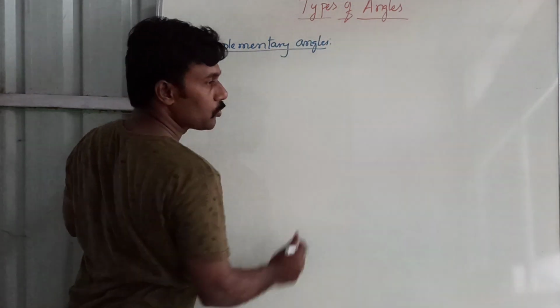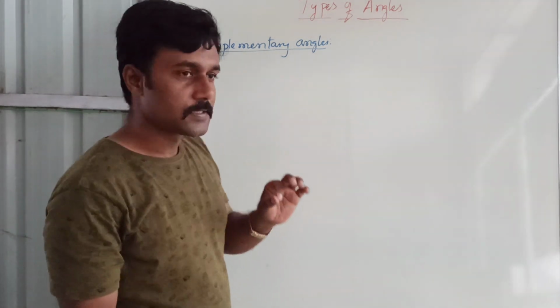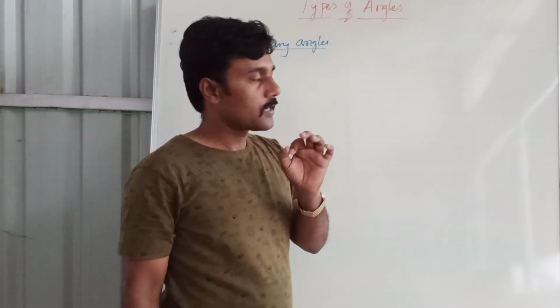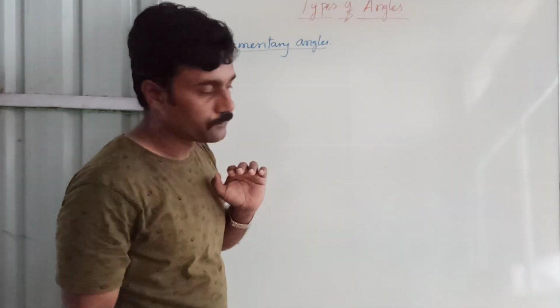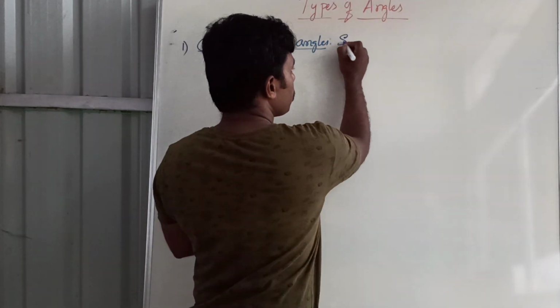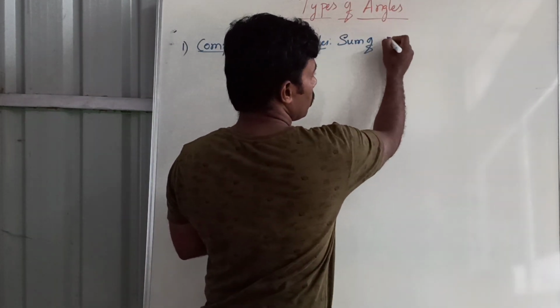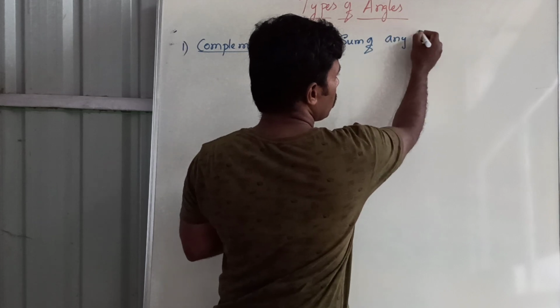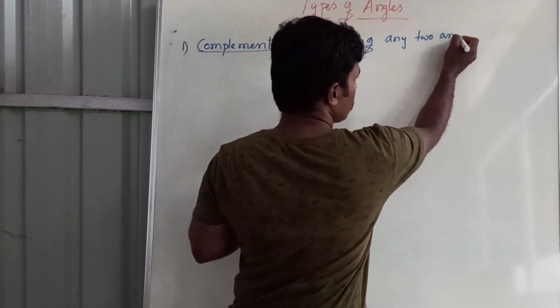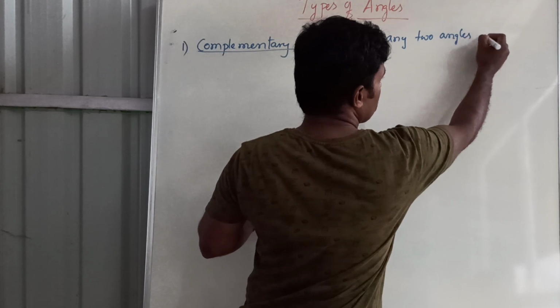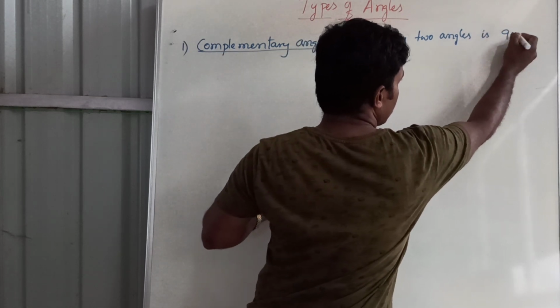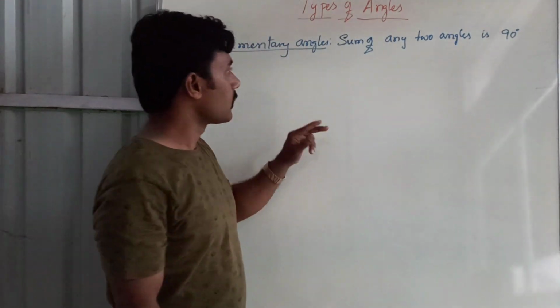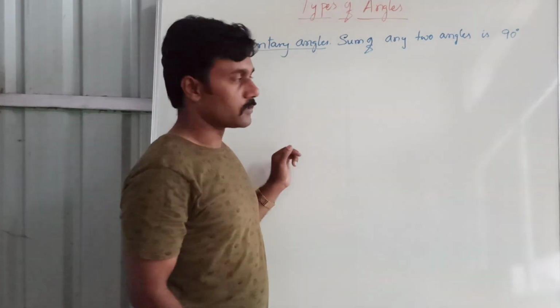If you consider any two angles, their sum is exactly equal to 90 degree. Sum of any two angles is 90 degree. Then the angles are called complementary angles.